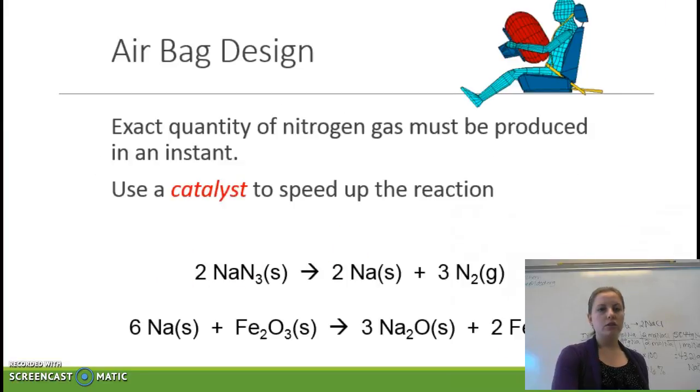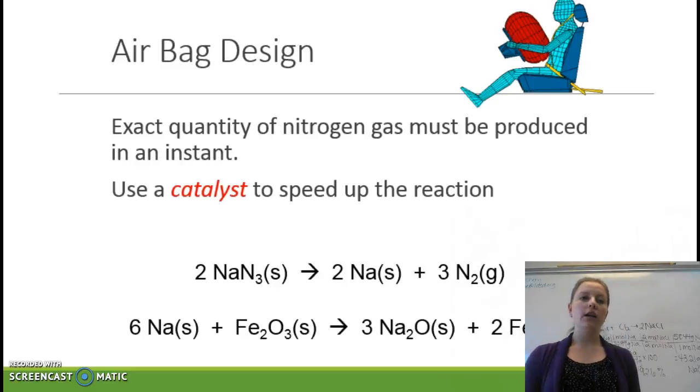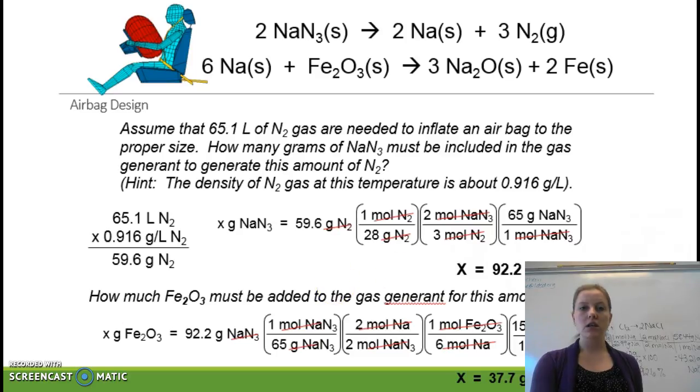So first of all, there's airbag design. In airbag designs, you have to make sure you know how much product you're going to form to get the right kind of pressure in the airbag, so it's not too strong, it's not too weak, and it can do its job. So here are some reactions, but you can use these reactions to do some calculations, such as this. Assuming that you needed this much gas to inflate an airbag to the proper size, you can work out how much in reactants you would need to do this.